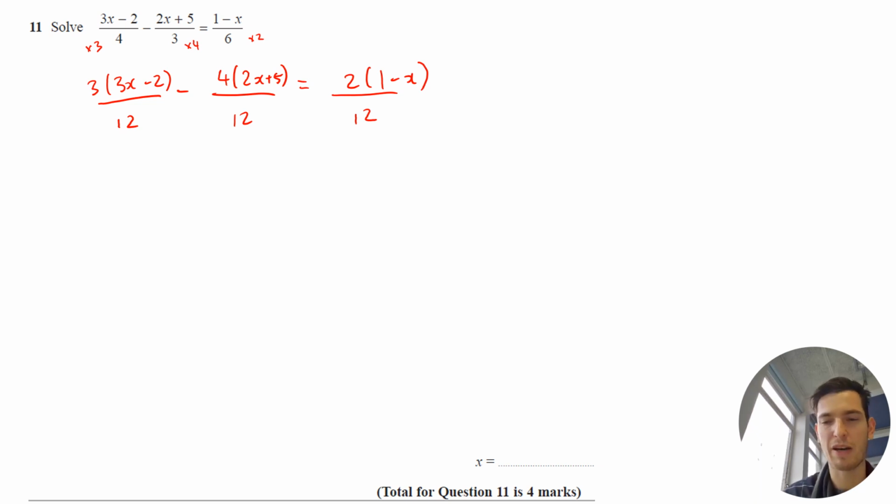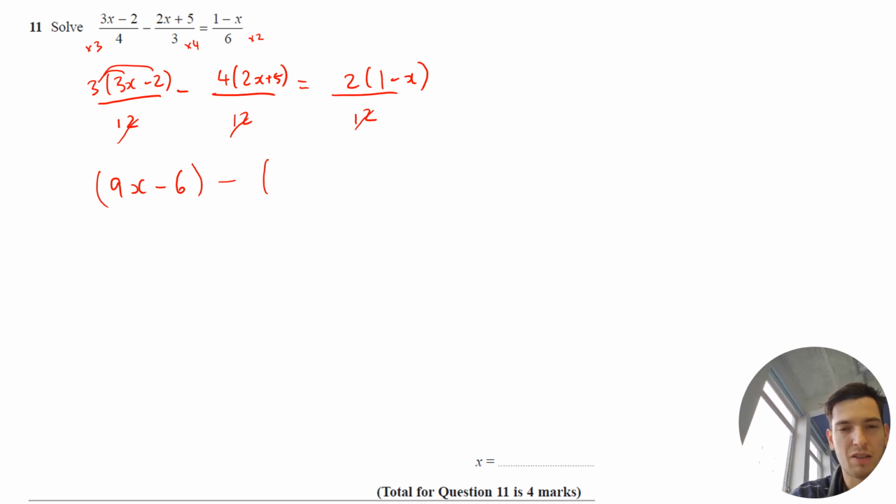Now I've made my denominators the same, I can basically cancel them, cross them off. And now I'm going to expand brackets. So the first one, 9x minus 6. And I'm actually going to put everything in brackets here because I need to be careful with my positive and negative signs. So the next one, 8x plus 20 equals 2 minus 2x.